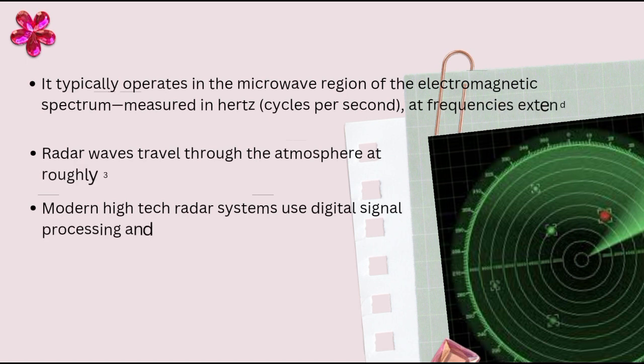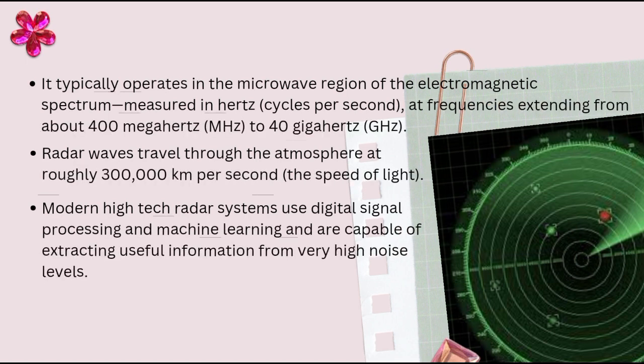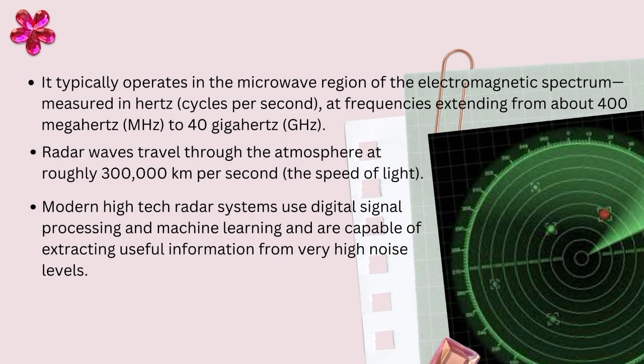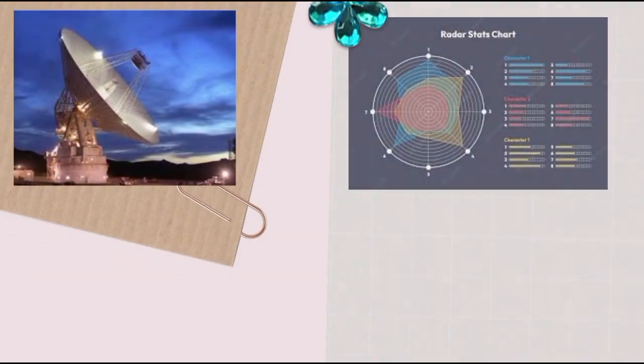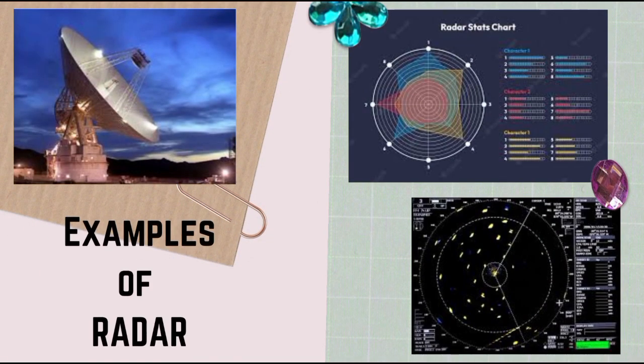It typically operates in the microwave region of the electromagnetic spectrum, measured in hertz, at frequencies extending from about 400 MHz to 40 GHz. Radar waves travel through the atmosphere at roughly 3 million km per second. Modern high-tech radar systems use digital signal processing and machine learning and are capable of extracting useful information from very high noise levels. These are some examples for radar.